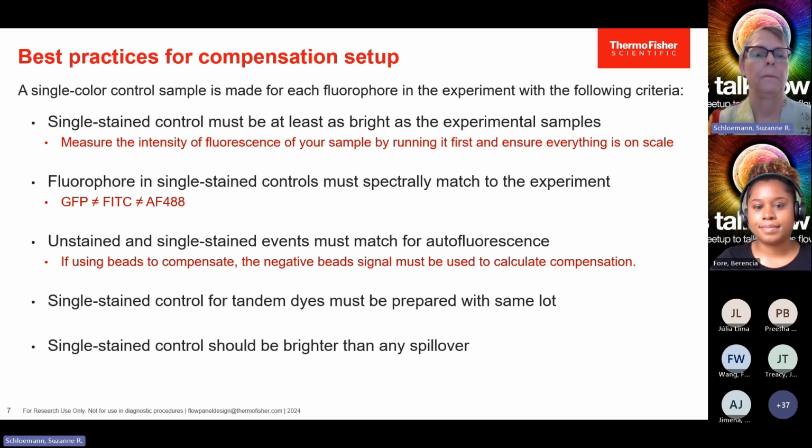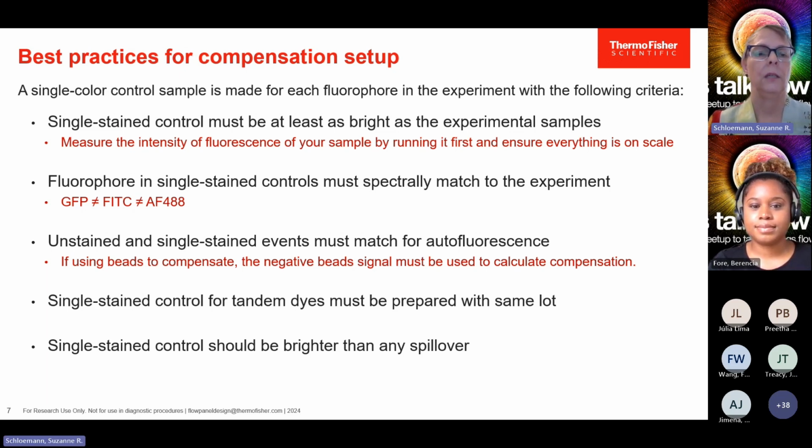Fourth consideration, if you're creating a single color control using a tandem dye, like PE Cy5 or APC Cy7, you must prepare the single color control with the same lot and preferably the same antibody vial that you have used to stain your cells. The reason is that tandem dyes are susceptible to degradation each time they're removed from the refrigerator or exposed to light. And so you want those conditions to be mimicked in your single color controls.